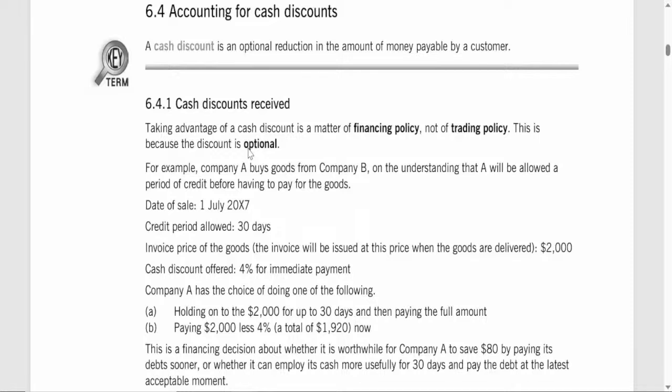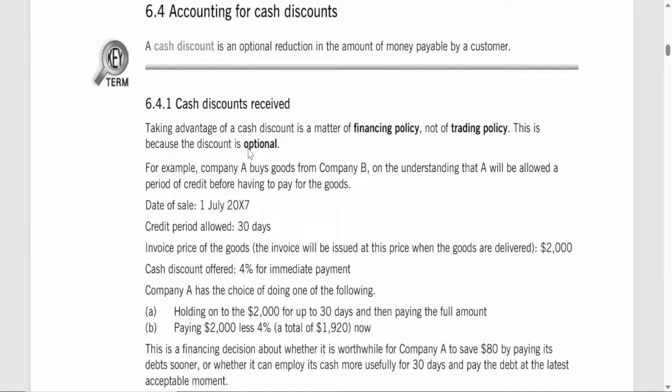Example. Suppose Company A purchases goods from Company B with a standard 30-day credit period. The invoice amount for the goods is $2,000. However, Company B offers a 4% cash discount for immediate payment. Company A now has two choices. Option 1. Hold on to the $2,000 for the full 30 days and then pay the entire amount. Option 2. Pay the invoice amount minus the 4% discount immediately. This means Company A would only pay $1,920 if it chooses to pay right away.